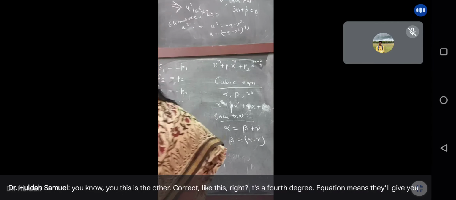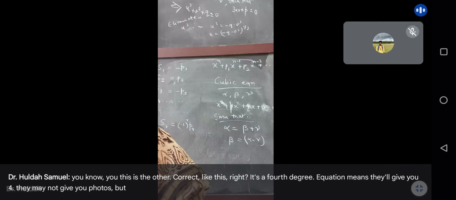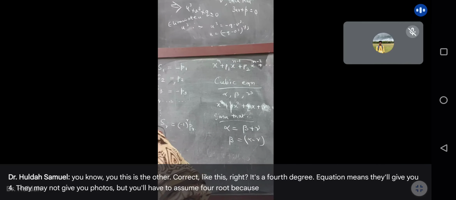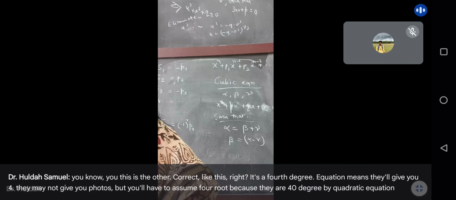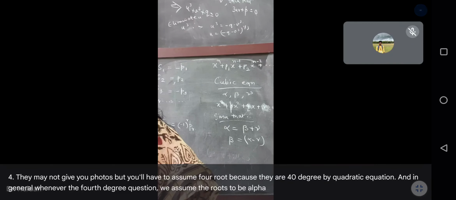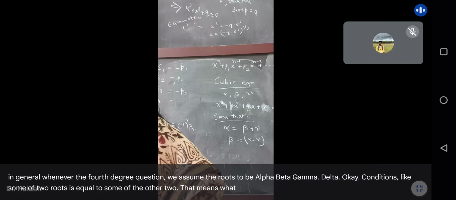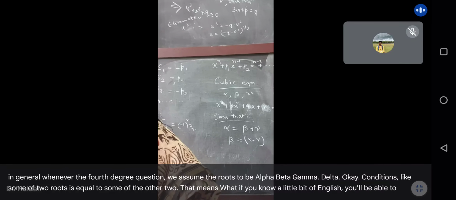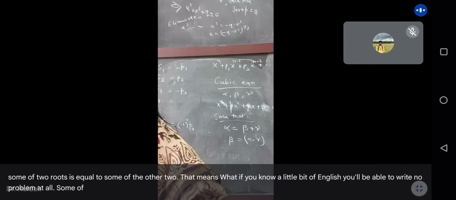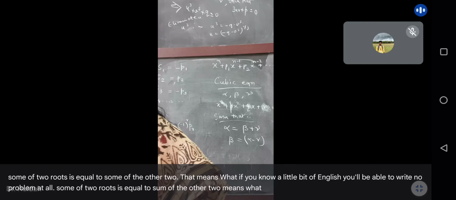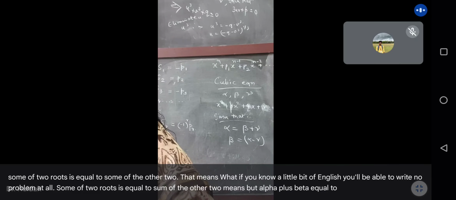It's a fourth degree equation, which means it has 4 roots. They may not give you the 4 roots, but you will have to assume 4 roots because it is a fourth degree equation. In general, whenever it's a fourth degree equation, we assume the roots to be alpha, beta, gamma, delta. Conditions like sum of 2 roots is equal to sum of the other 2. If you know a little bit of English, you'll be able to write that, no problem at all. Sum of 2 roots is equal to sum of the other 2 means alpha plus beta equal to gamma plus delta.